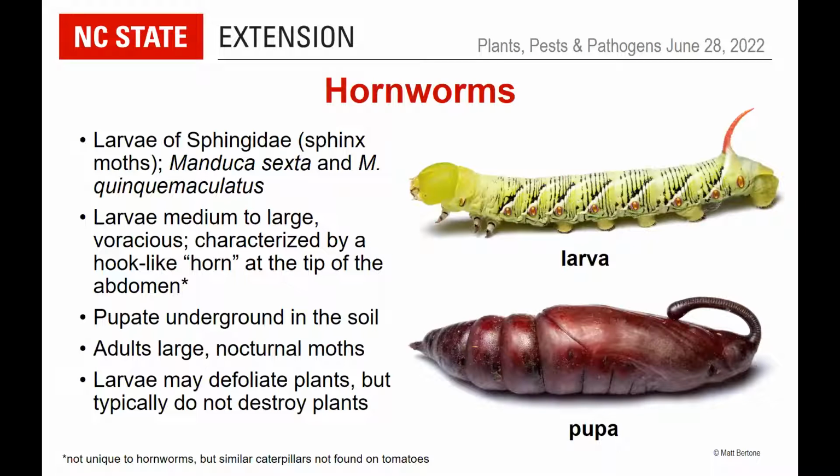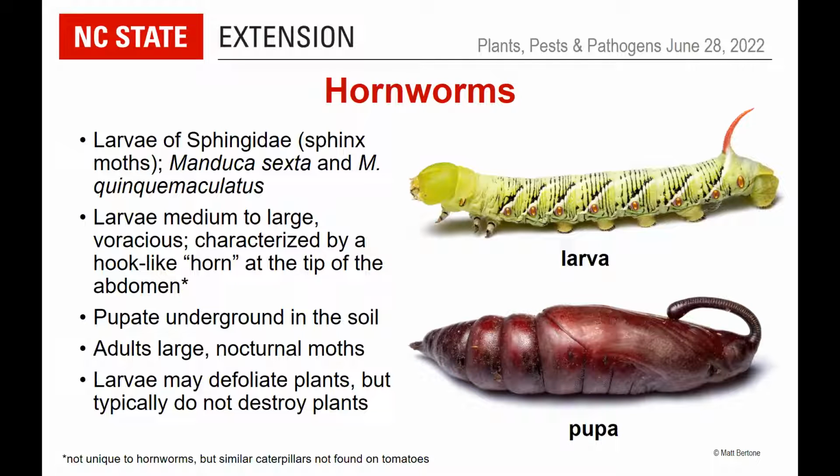The most famous one is probably the hornworms. So these are larvae of sphinx moths. The two species that are often associated with tomatoes are Manduca sexta and Manduca quinquemaculata. Manduca sexta being the tobacco hornworm and quinquemaculata being the tomato hornworm.